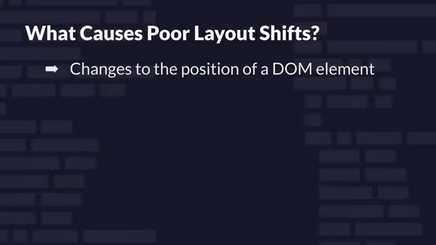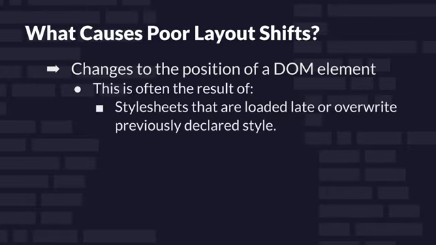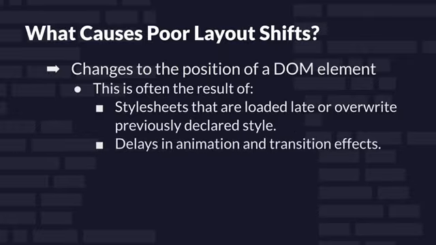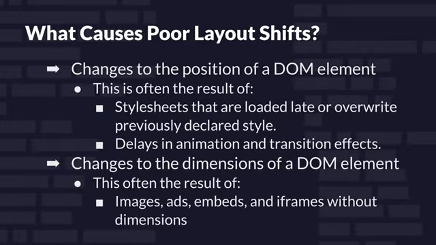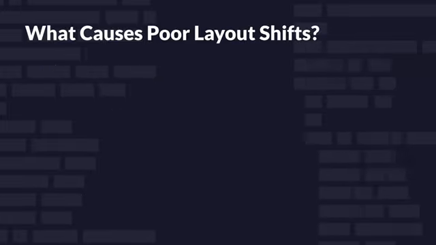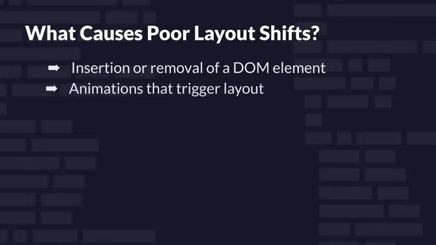What causes poor layout shifts? Changes to the position of a DOM element. This is often the result of style sheets that are loaded late or overwrite previously declared style, or delays in animation and transition effects. Also, changes to the dimension of a DOM element. This is often the result of images, ads, embeds, and iframes without dimensions. Or insertion or removal of a DOM element. Another cause is animations that trigger layout.